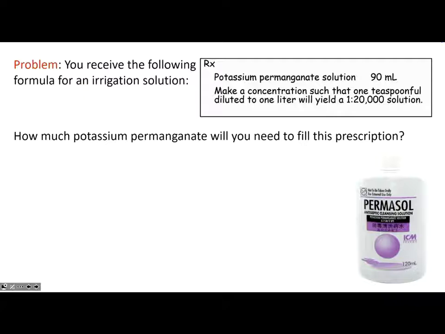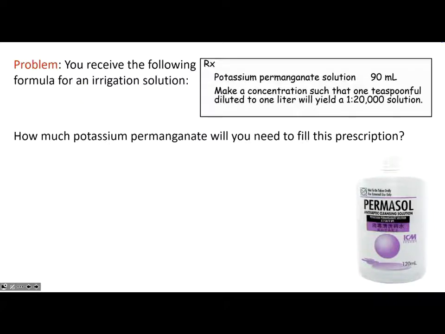So we know the volume. I want to make 90 mils of this potassium permanganate solution. Well, what's the concentration? Well, I was mean. I didn't give you a concentration, but I told you that it has to have a concentration such that one teaspoonful of that liquid, when diluted to a liter, gives you a 1 to 20,000 concentration. Okay? So I didn't tell you the concentration, but I told you a way to be able to determine the concentration.